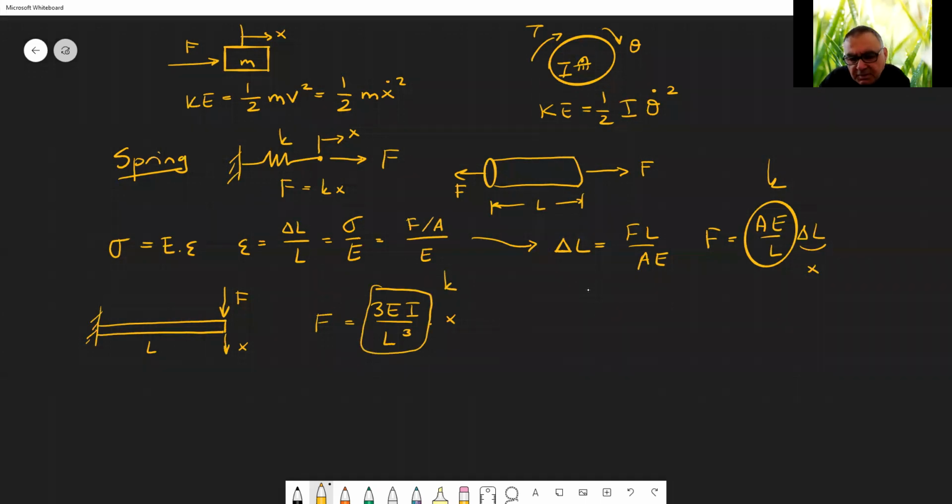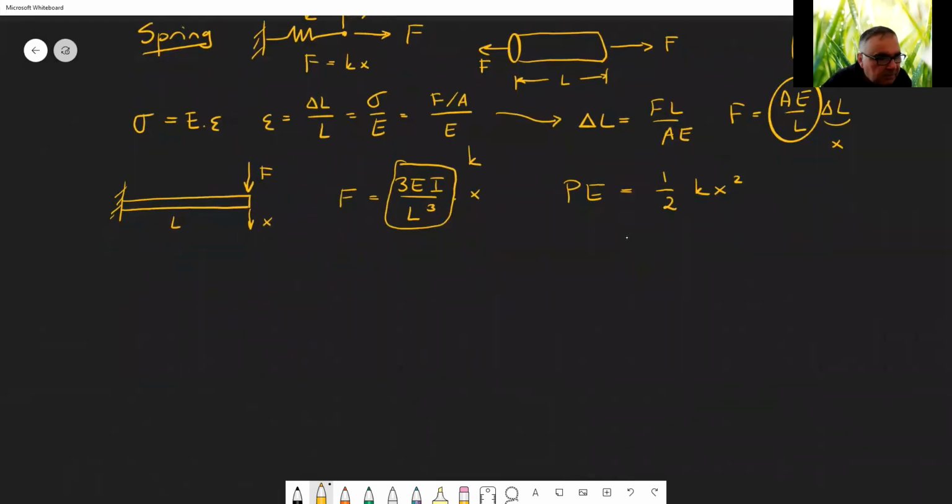So we can find the spring constants of different systems through modeling. As I said, the real springs are not that common. They are possible, but the spring modeling is applied to all sorts of systems that have the capability of deforming and can store potential energy. The potential energy that is stored in a spring is 1 over 2 kx squared, as you know.